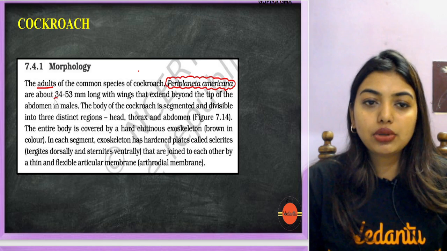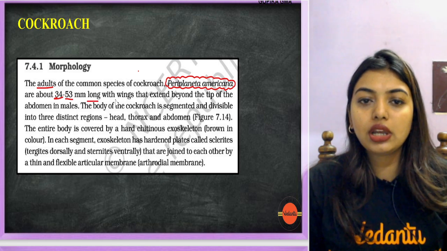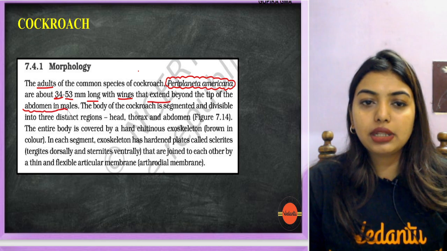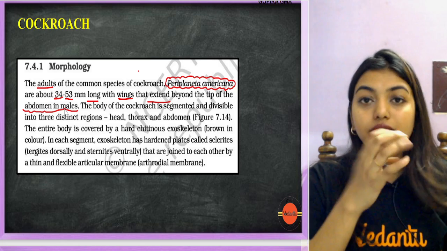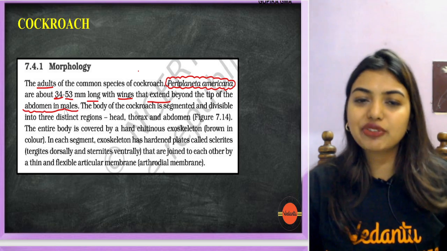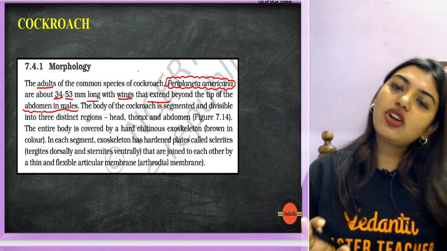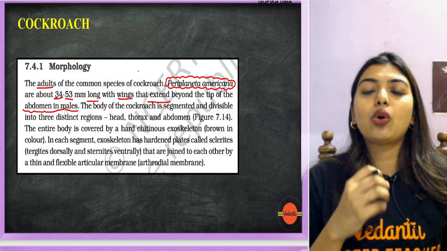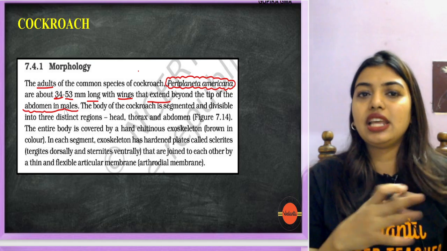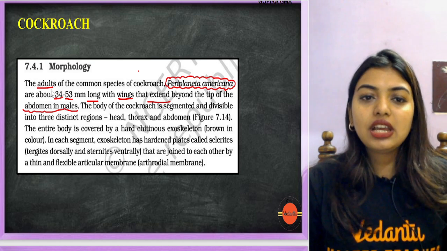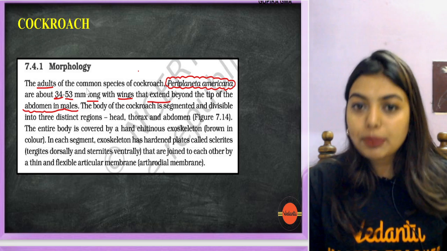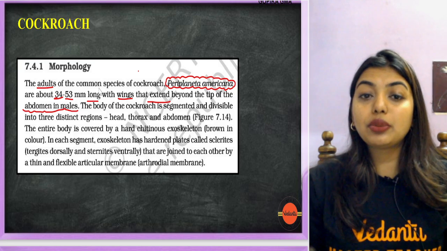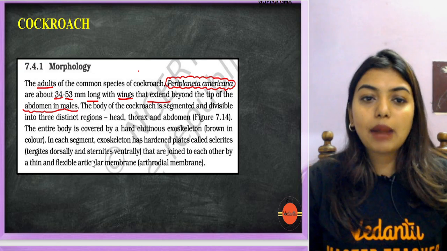They are about 34 to 53 mm long, with wings that extend beyond the tip of the abdomen in males. So here we have wings also. That is the problem, no? When the cockroach starts flying, we have a heart attack. Otherwise we are all fine. A very small cockroach, we'll just walk with it. But the moment it starts flying, then gone, students. So the adults of Periplaneta americana are about 34 to 53 mm long with wings that extend beyond the tip of the abdomen in males.